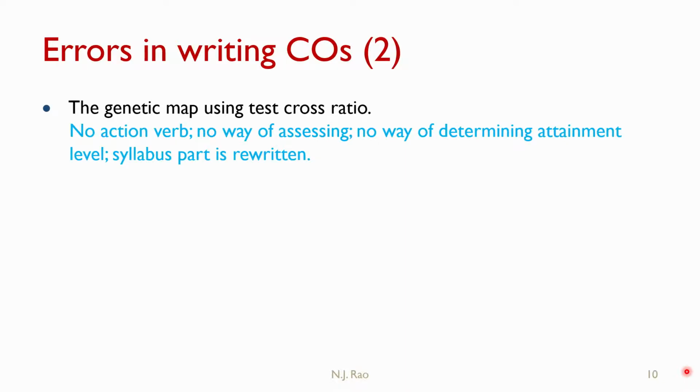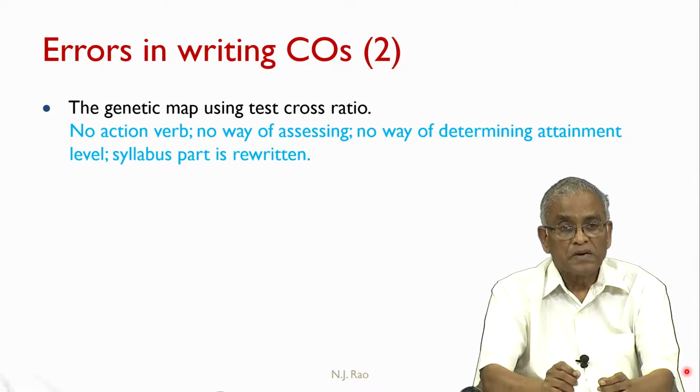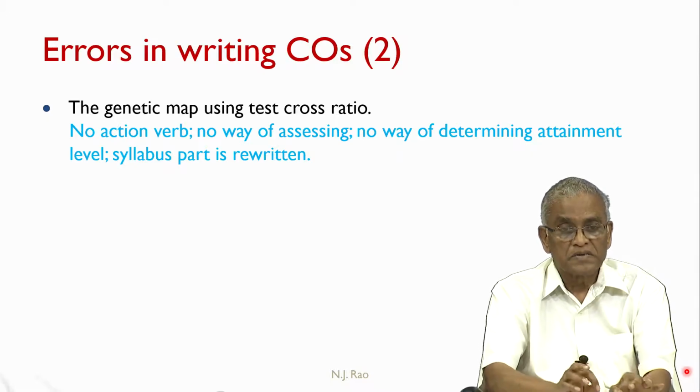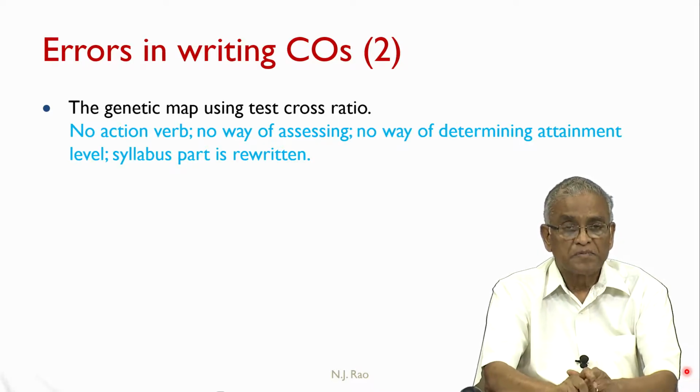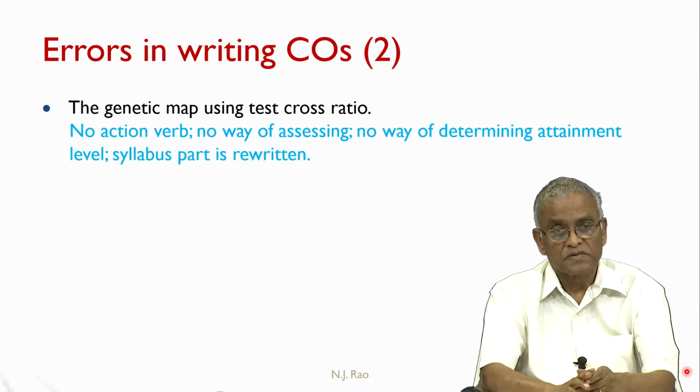First of all, there is no action verb. So, there is no way of determining what it is that you are assessing, no way of determining the attainment level. It is essentially a topic from the syllabus taken and presented as a CO, and this is generally an error that is committed when many faculty members write course outcomes for the first time.